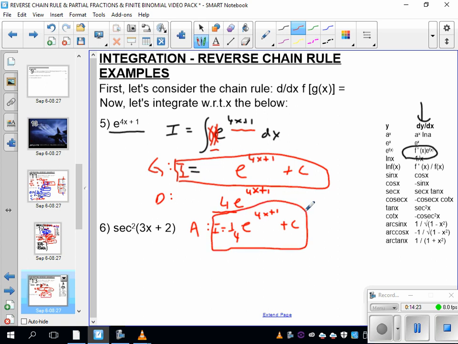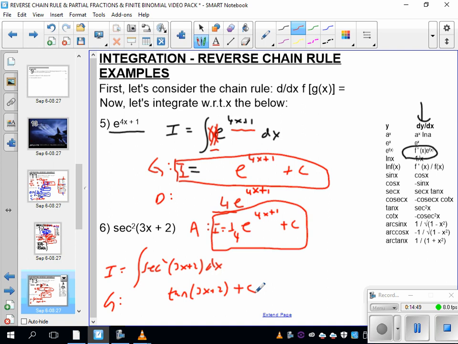Number 6, should be getting much faster now. So I equals sec squared 3x plus 2 dx, right? Now, what differentiates to sec squared? Well, it's tan, isn't it? So I'm going to guess that immediately I'm straight into tan. I know tan differentiates to that. So tan function plus c.